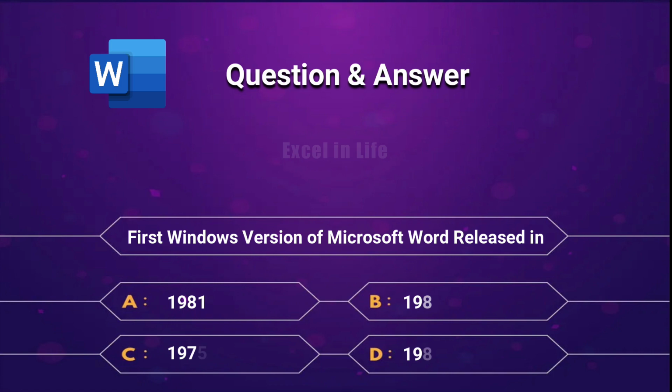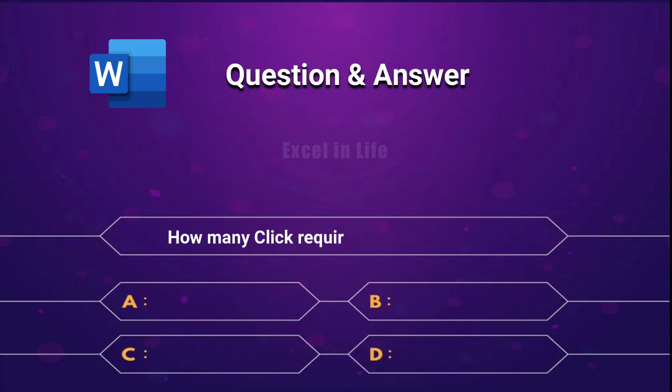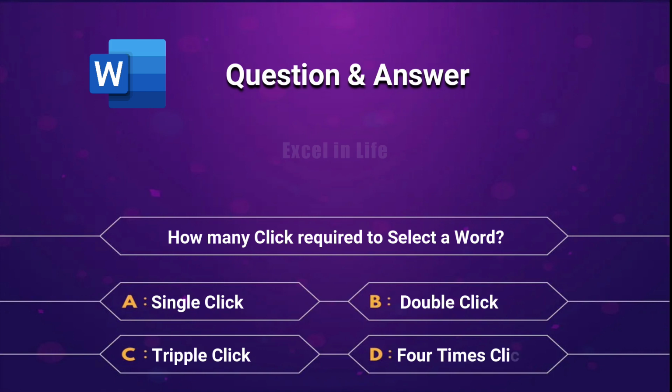In which year first Windows version of Microsoft Word released? Is it 1981, 1983, 1975 or 1989? Answer is 1989. How many clicks required to select a word? Single click, double click, triple click or 4 times click? Answer is double click.